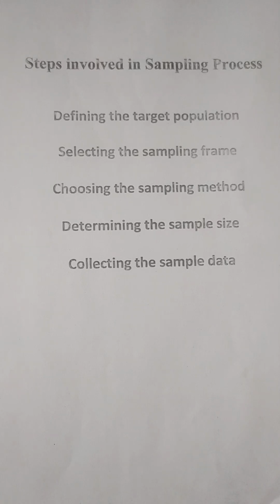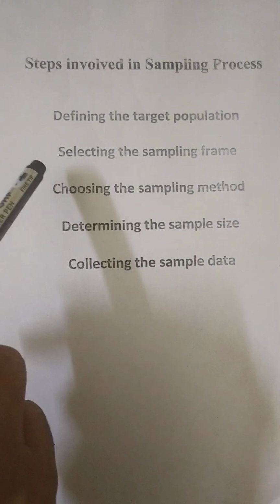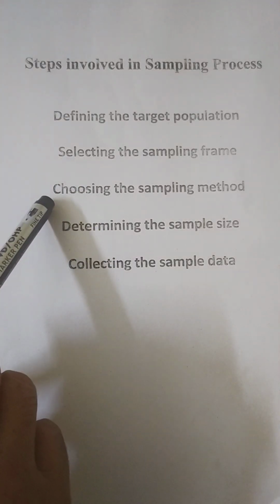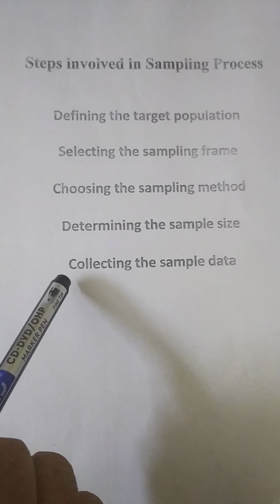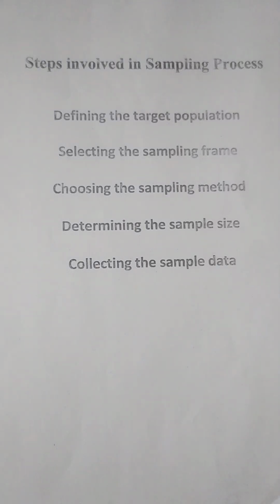Today we will talk about the different steps involved in the sampling process. Well, these steps are defining the target population, selecting the sampling frame, choosing the sampling method, determining the sample size, and collecting the sample data. Now we will discuss each of these steps in detail.